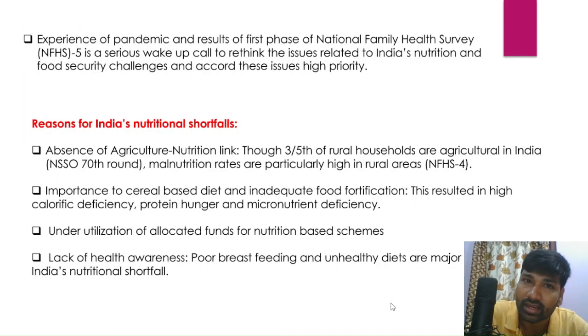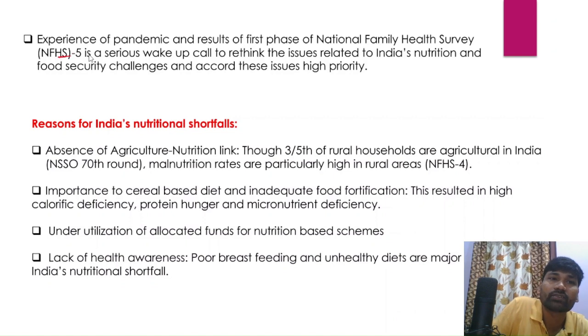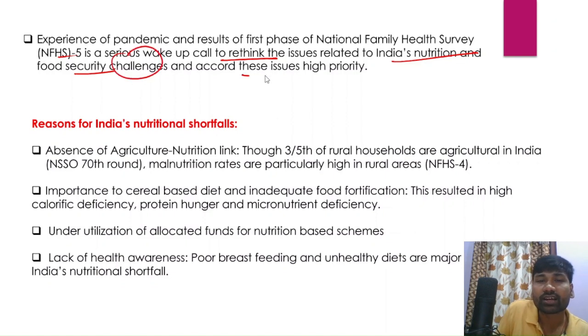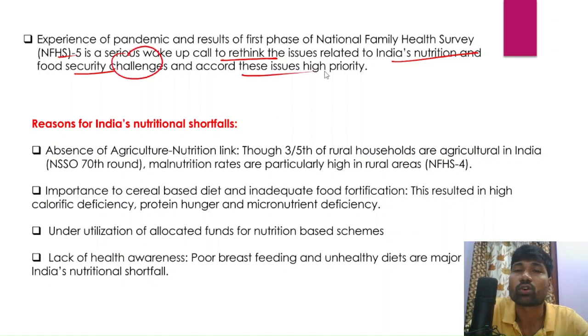In the introduction, you just write that the experience of the pandemic and the results of the first phase of the National Family Health Survey 5, also known as NFHS 5, are considered a serious wake-up call to rethink the issues related to India's nutrition and food security challenges. These two challenges are among the highest priorities of the government, and this is how you could briefly introduce the answer. You could also write some data with respect to both food security and nutritional security, which would be impactful in the introduction.